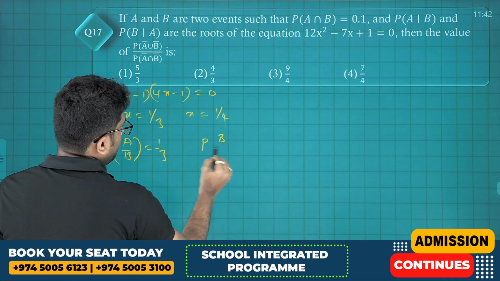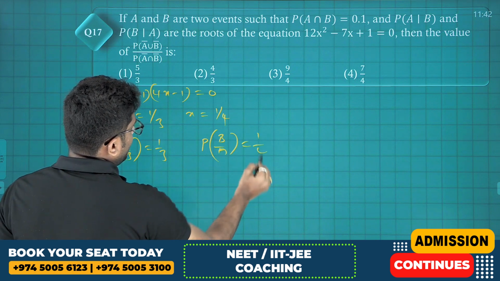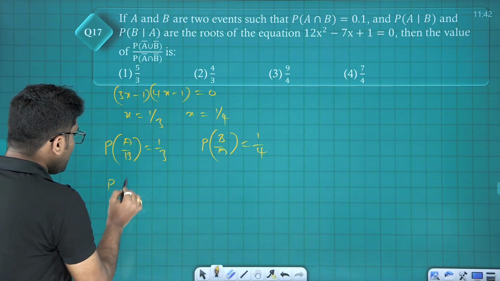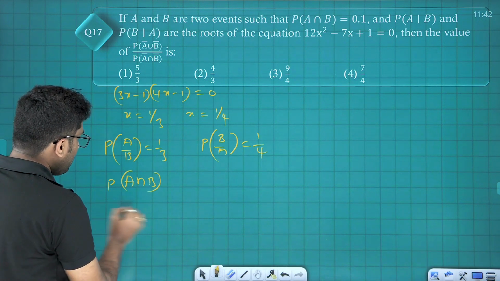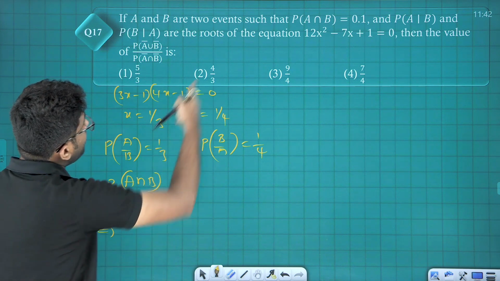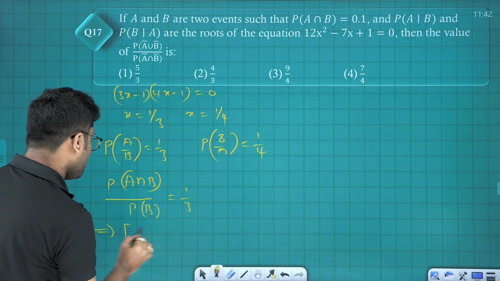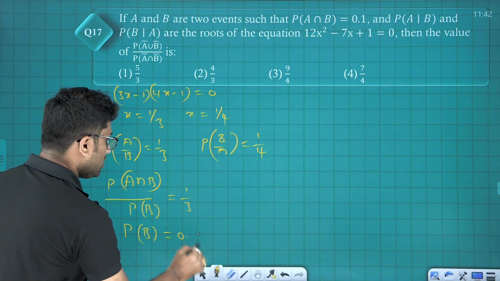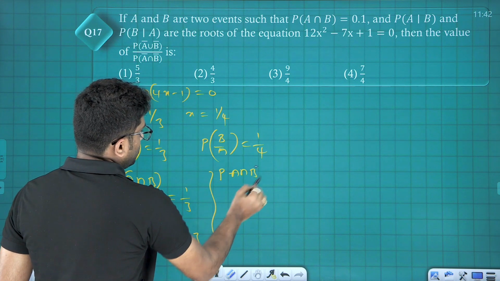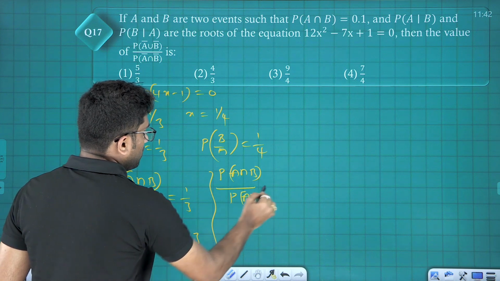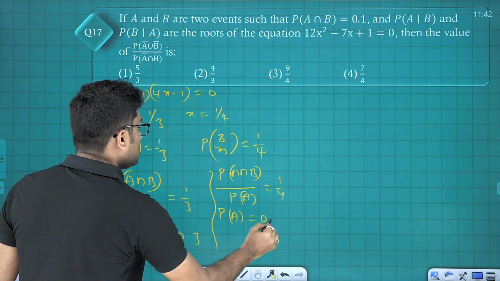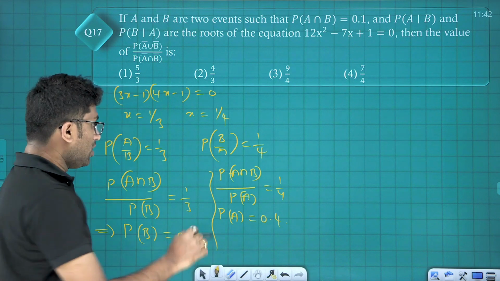So for P of B given A, you can take either. They didn't say that this is more or this is less, so you can take anything. Now P of A given B means P of A intersection B divided by P of B. Already P of A intersection B is 0.1, no? So 3 into 0.1 means P of B is 0.3. In the same way, P of A intersection B by P of A is 1 by 4. P of A intersection B is 0.1, so P of A will be 0.4. Now we got P of A and P of B.